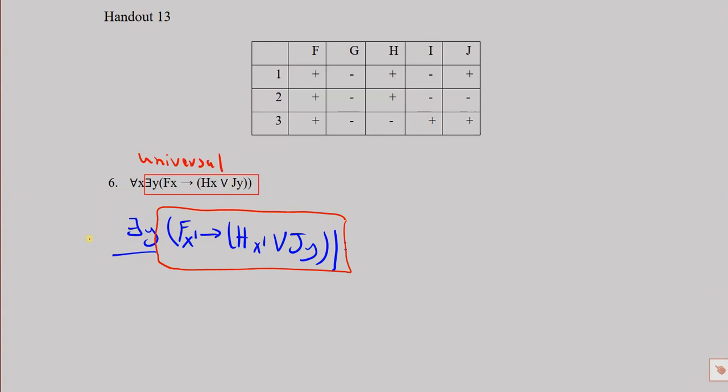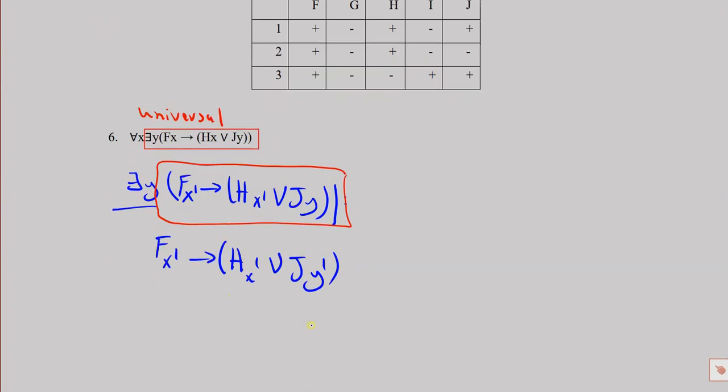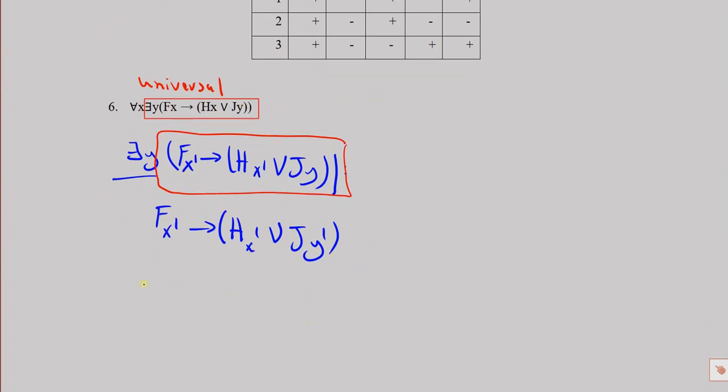So in order to do that, we eliminate "there is some y" and then treat y as referring to 1, 2, 3. Okay, so let's do that. We get f(x1) → h(x1) or j(y1). Then we treat y as referring to 2. We get f(x2) → h(x2) or j(y2).